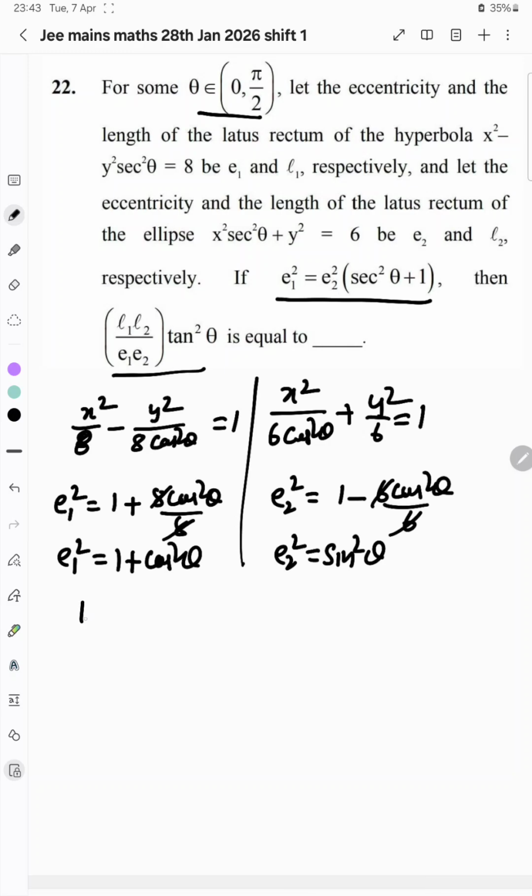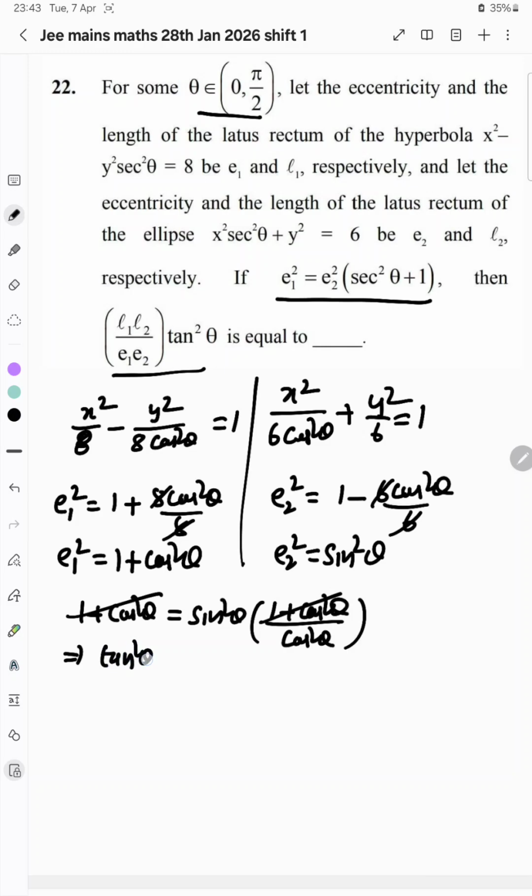Now we have the relation E1 squared equals E2 squared into this one. So E1 squared, 1 plus cos squared theta, equals E2 squared, sin squared theta, times 1 by cos squared; take the LCM. Then we get 1 plus cos squared theta by cos squared theta, and the 1 plus cos squared is cancelled. Now sin squared by cos squared means tan squared theta is 1. So tan squared theta is 1, which means theta is clearly pi by 4, because only one value will satisfy between 0 and pi by 2 here, right?